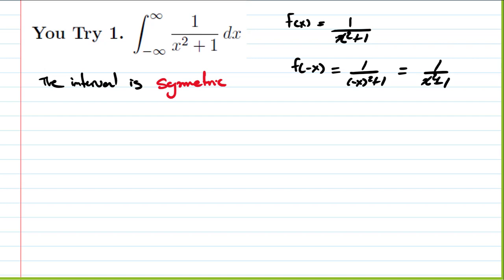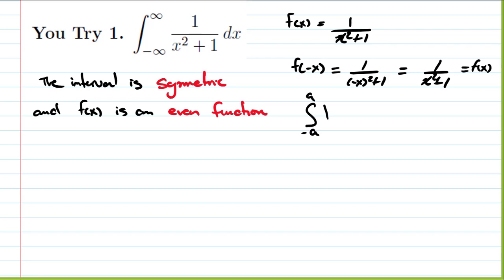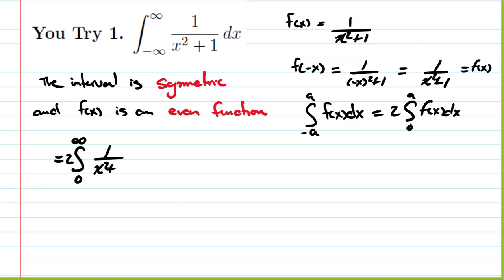So the interval is symmetric, and f of negative x equals f of x, so f of x is an even function. And our property for that is, if we have an integral of an even function on a symmetric interval, it's equal to twice the amount from 0 to one of the ends. So ours is going to be the same as 2 times the integral from 0 to infinity of 1 over x squared plus 1 dx.